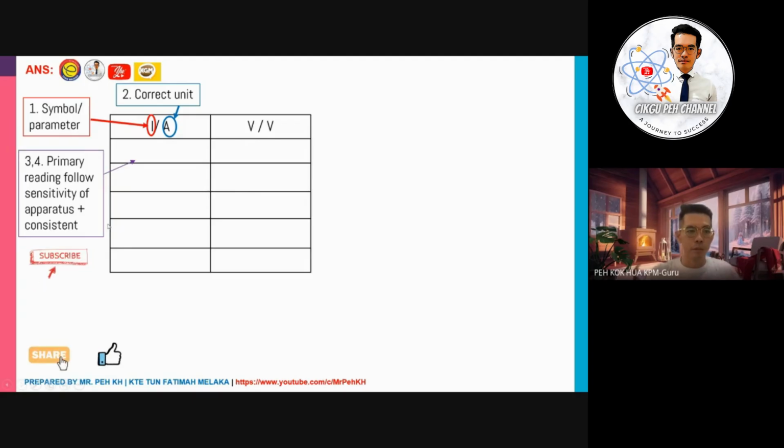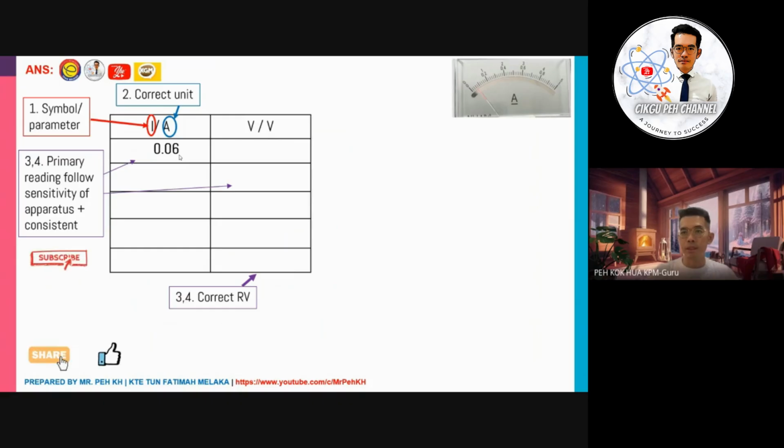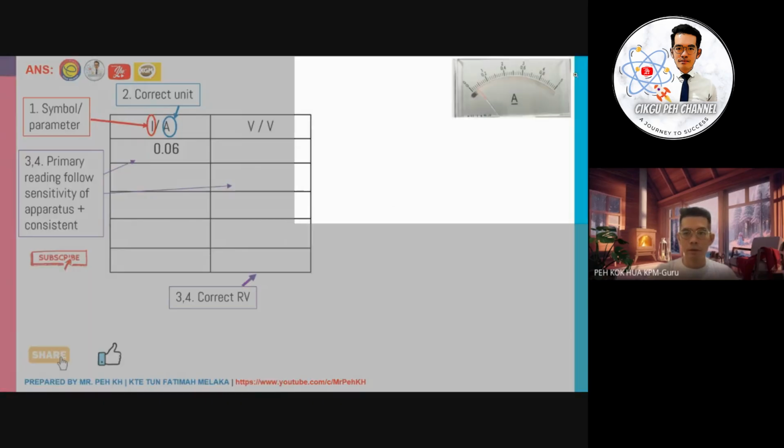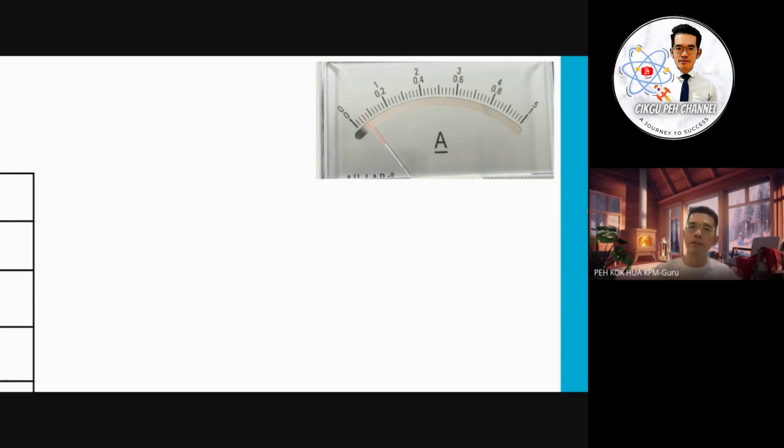Then the next, as mentioned just now, you need to give primary reading, where you follow the sensitivity of the apparatus and consistency. And then together with the RV reading also. So this is a tick for number 4 and number 3. So for the first reading of the ammeter will be 0.06, where we follow the reading stated in the procedure. So you can see the reading here for my ammeter will be 0.06.